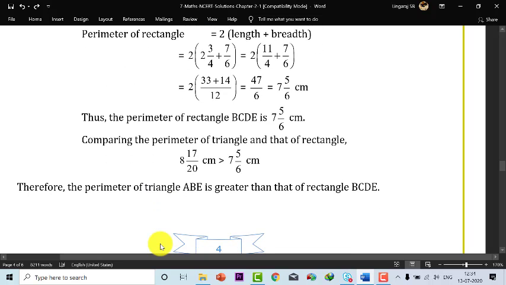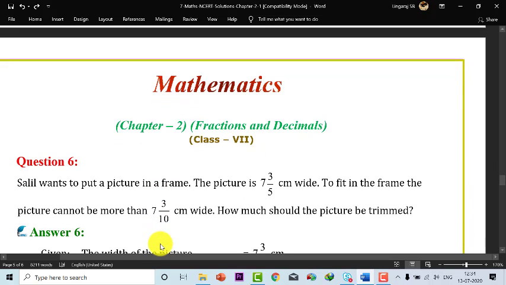Now comparing the perimeter of the triangle and that of the rectangle. For the triangle we got 8 17/20 centimeter and for the rectangle we got 7 5/6 centimeter. By comparing this, we can say that 8 17/20 centimeter is greater than 7 5/6 centimeter. Here the whole number 8 is greater than the whole number 7. So therefore the perimeter of the triangle ABE is greater than the rectangle BCDE. Next we move to question number 6.